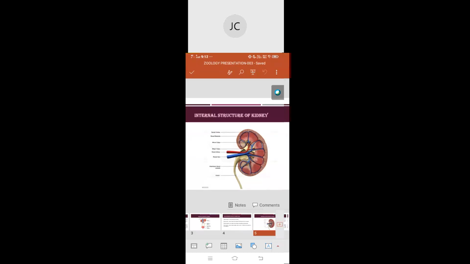This is the internal structure of kidney. As you can see, renal cortex. Renal calyx: the major calyx is the chamber of the kidney through which urine passes, and the minor calyx surrounds the apex of the renal pyramid.